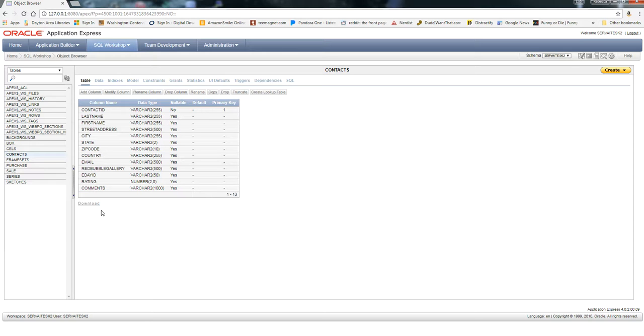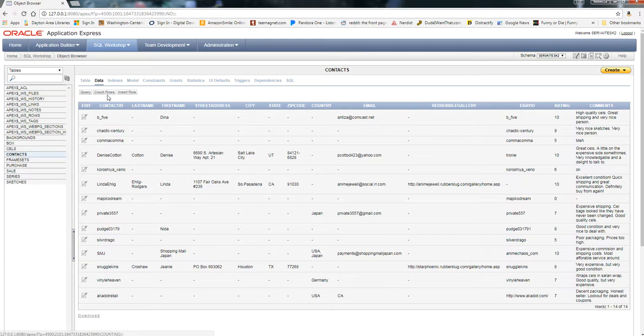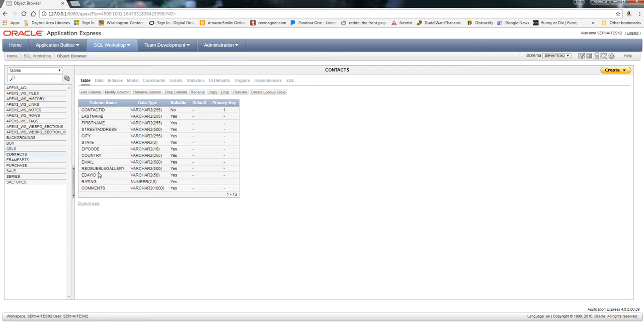A lot of addresses, email. They have galleries, what their ID is on eBay, and then I give them my own personal rating, like if they were a good seller or not. So that helps me to remember, should I buy from this person again? So let's take a look at the data here, and I have quite a few entries of people that I bought from, and yeah, that's pretty fun stuff. All right, so this table is in first normal form. It doesn't have any foreign keys on it.